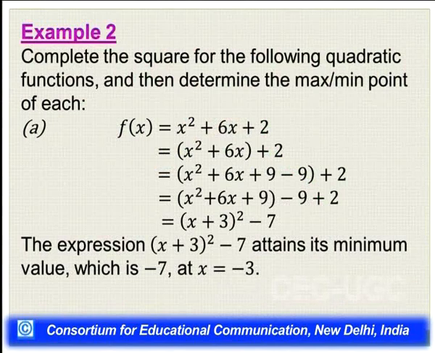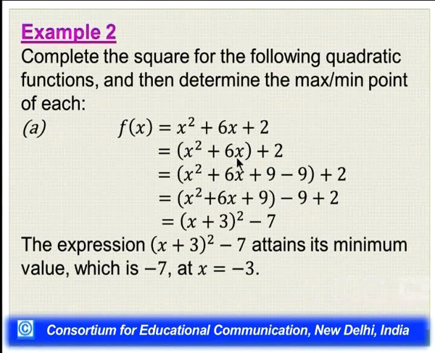Okay, let's try some examples now to check if you have understood this whole discussion on the coordinates of the maximum or minimum point. This question says, complete the square for the following quadratic functions and then determine the max or min point of each. The first quadratic function is x square plus 6x plus 2, and as a first step to completing the square, let's isolate all the x terms. So that will be x square plus 6x, and that we'll place under parentheses.